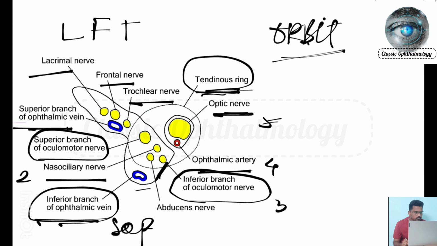LFT. And just below, the superior and inferior branches of the oculomotor nerve, there lies the abducens nerve, that is the sixth cranial nerve. So this is very important: the fourth nerve lies outside.